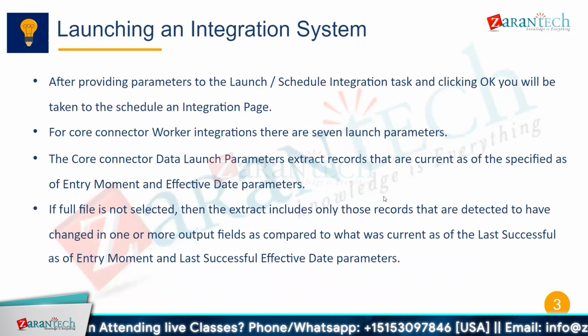After providing parameters to the launch/schedule integration task and clicking OK, you will be taken to the schedule integration page. For core connector workers integration, there are 7 launch parameters. The core connector data launch parameter extracts records that are current as of the specified as of entry moment and effective date parameters. So let me show this to you.